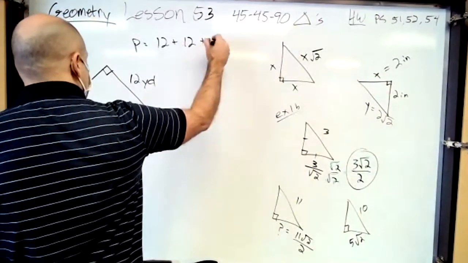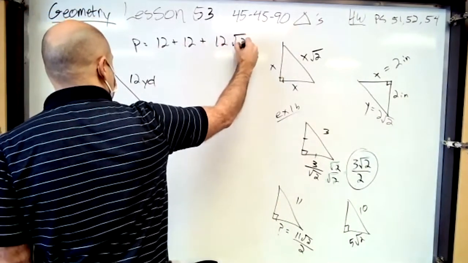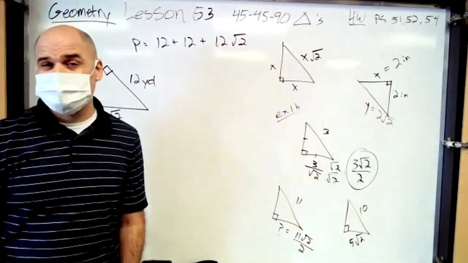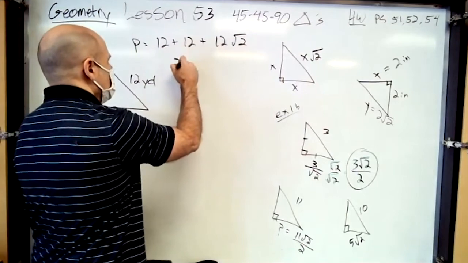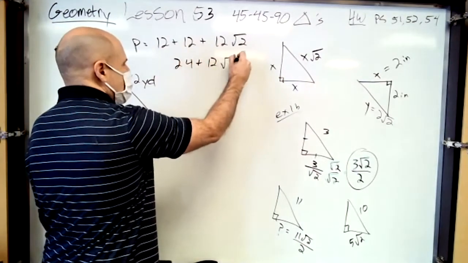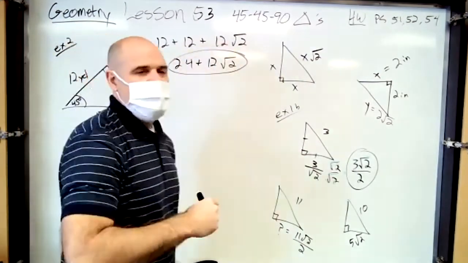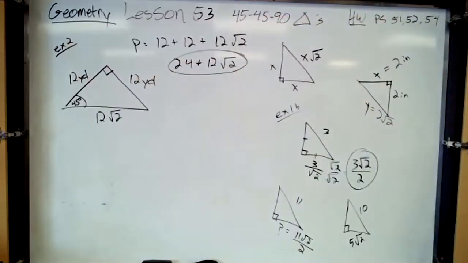Oh, yeah. All right. Now what do we do? Add like terms. So it's 24 plus 12 radical 2. And that's all you can do. You have to leave it like that. So remember, you can only add radicals with other like radicals. They're kind of like variables. So you're adding like terms.